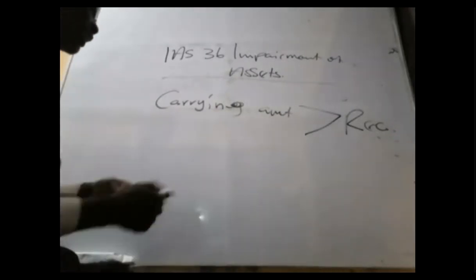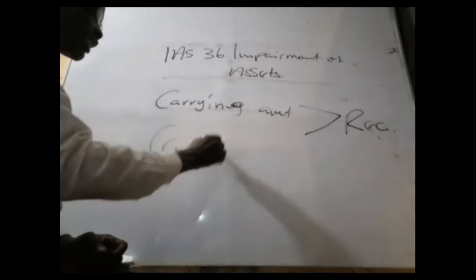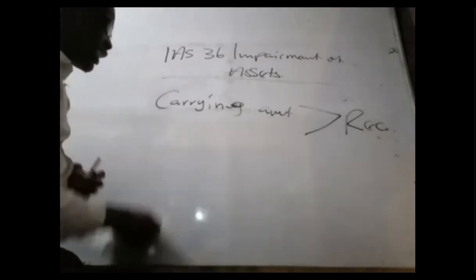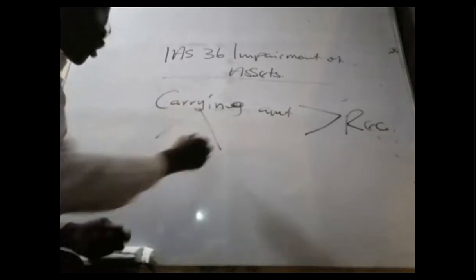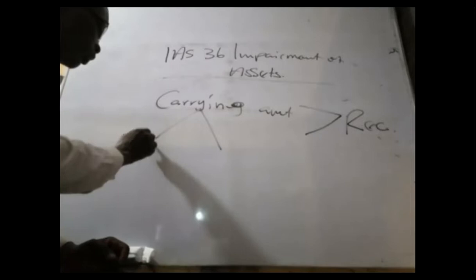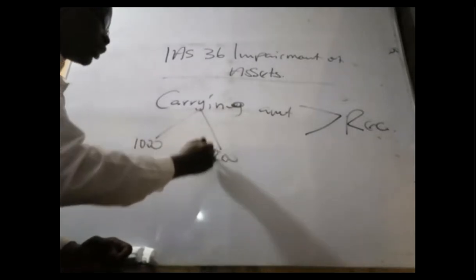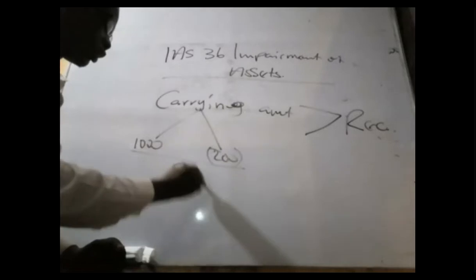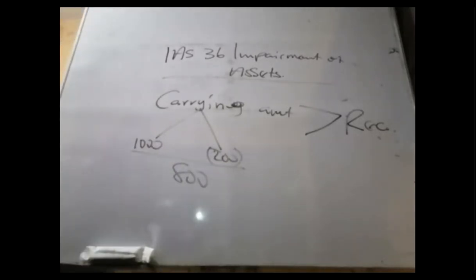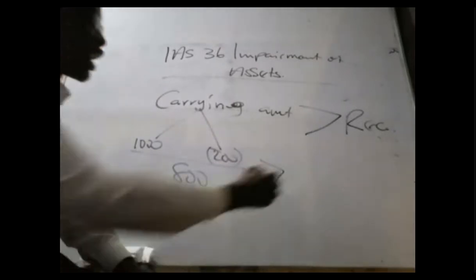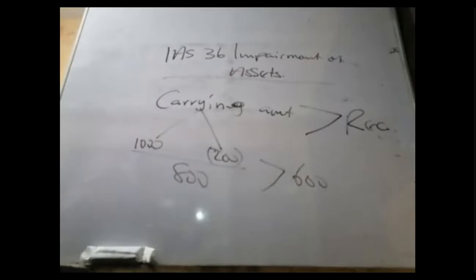So take note, impairment exists if the current amount, that is the current value of the asset, cannot be recovered. It exceeds. So for instance, you have an asset, the current value, that is cost minus accumulated depreciation. You had, let's say, a cost of 1,000, depreciation of 200, giving a carrying value of 800, right? A carrying value of 800 versus the recoverable amount. Let's assume the recoverable amount is, let's say, $600. What happened is this.